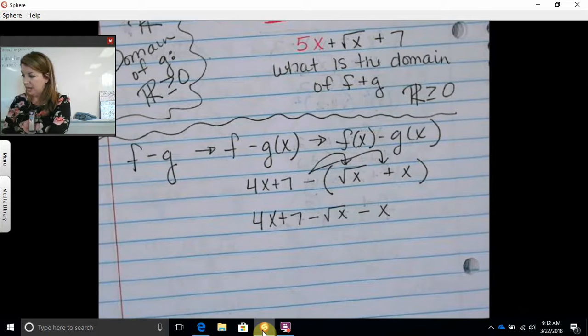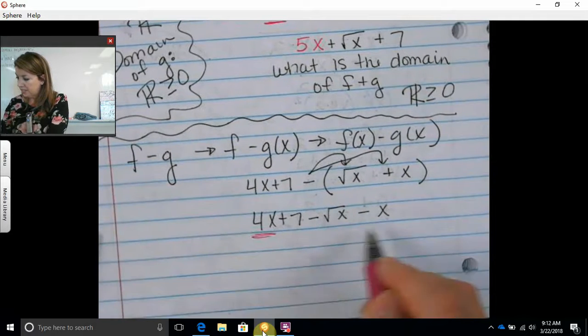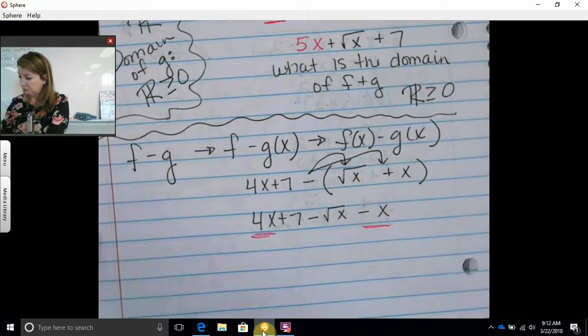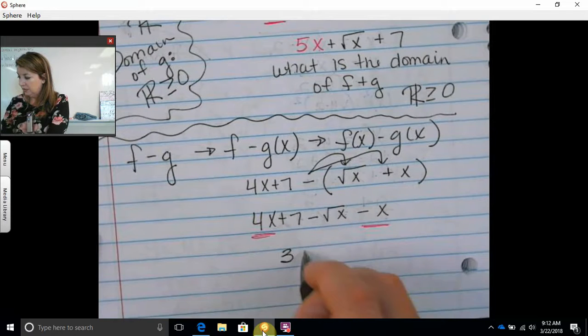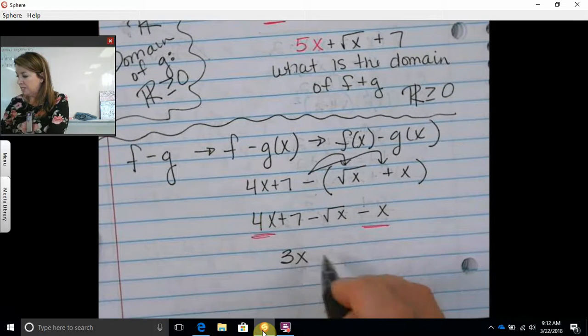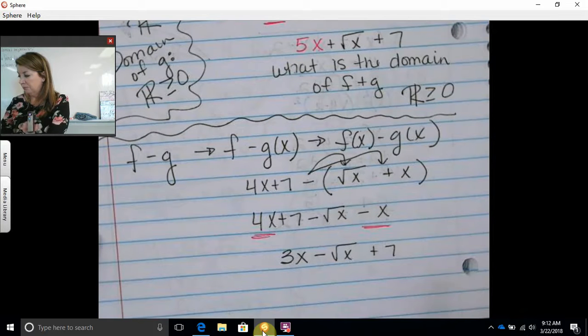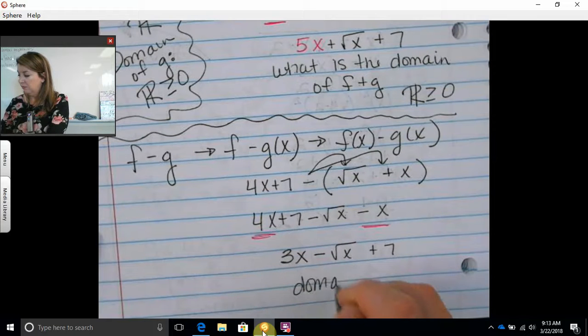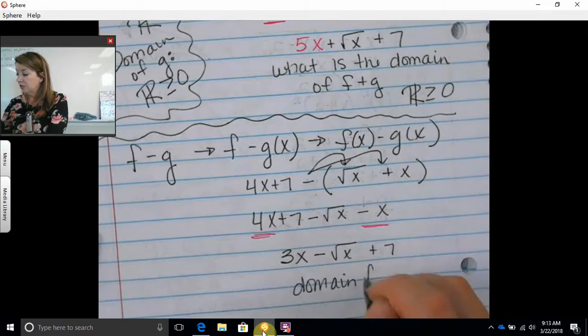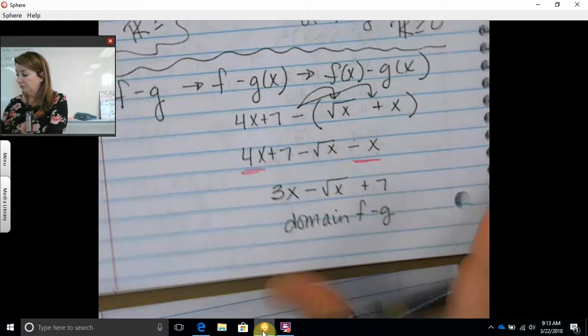So now we have 4x minus x gives me what? 3x. And then I have nothing else to combine, so minus the square root of x plus 7. So when I subtract f minus g, what's my domain? All real numbers greater than or equal to 0.